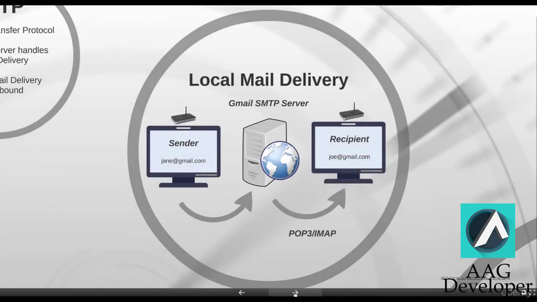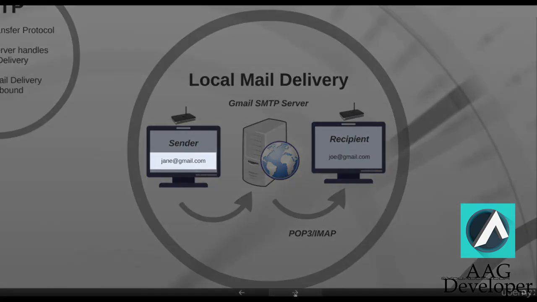The SMTP server has a variety of tasks. It checks the data packets for header information. As you might recall, the header information in a packet contains the sender and recipient of the packet. The SMTP server would determine this email is intended for local mail delivery because the originating email domain, Jane@gmail.com, is the same as the recipient, Joe@gmail.com.